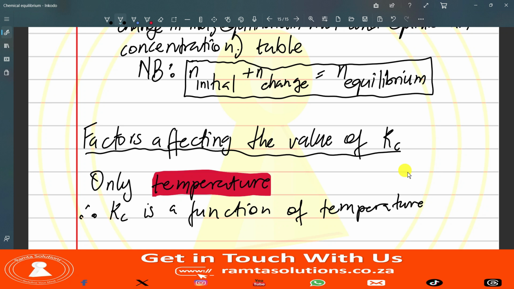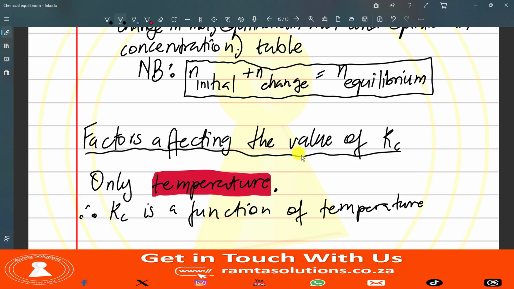You guys got it? Perfect. So these are all that you need. Remember what I said to you: the value of Kc is only affected by temperature. Nothing else affects the value of Kc.